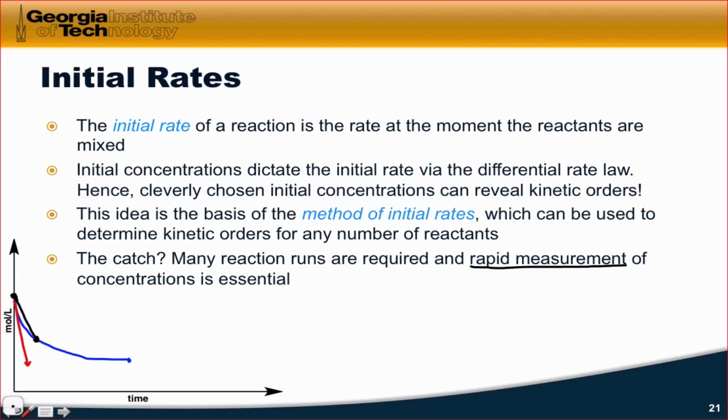Another important issue is that multiple runs are necessary. We need a run, for example, where A is 1 mole per liter initially, and another run where A is maybe 0.5 moles per liter initially. That's two setups of the reaction, and that's two reaction runs. So if material is precious, that can present problems.